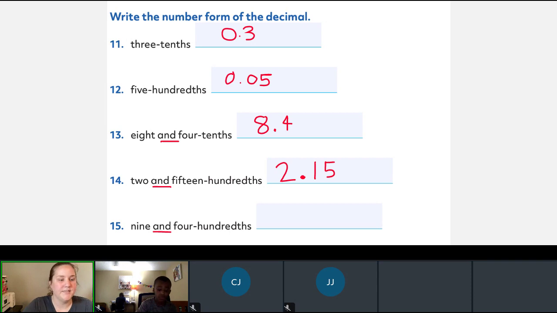All right, then number 15 is 9 and 4/100ths. So we have our 9 that we know goes first, then the decimal, and then 4/100ths is 4 over 100. So to put that 4 in the hundreds place, we need to add a 0 in the tenths. Okay, so your decimal for 15 is 9.04.